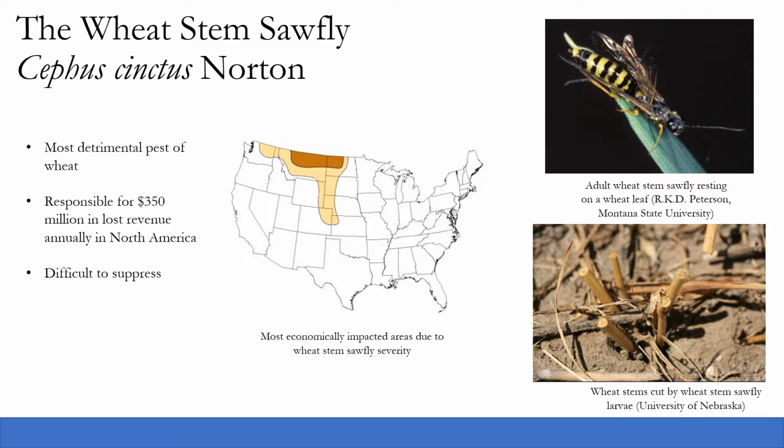The wheatstem sawfly was first documented as a pest of cereal crops in the beginning of the 20th century and is currently the most detrimental pest to wheat in North America. In the northern Great Plains, it's estimated to be responsible for $350 million in lost revenue annually. In Montana alone, it's seen to cause around $80 million in loss annually. The map displayed in the center represents the areas that are most impacted by wheatstem sawfly severity.